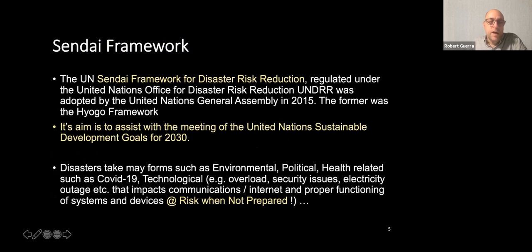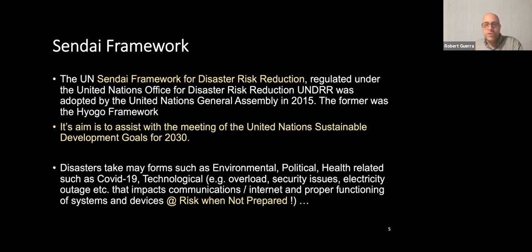Moving over to the next slide. So I'll say that this dynamic coalition, in this presentation and discussion, is going to be referring to the Sendai framework. As many of you probably know, the UN Sendai Framework for Disaster Risk Reduction, which comes under the auspices of the UN Office for Disaster Risk Reduction, UNDRR, was adopted by the UN General Assembly in 2015. Previous to that, it was known as the Hyogo Framework. Its aim, as always, is to assist in meeting the Sustainable Development Goals for 2030. And this came because there was an earthquake in Japan and a whole bunch of other things, and has proven to be a lot more relevant now because of the pandemic.